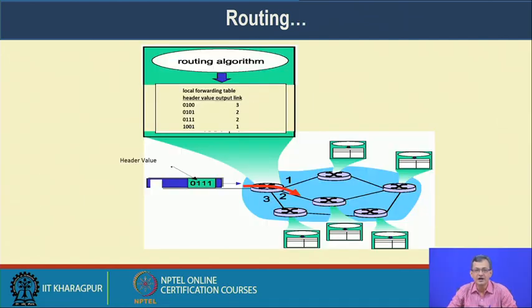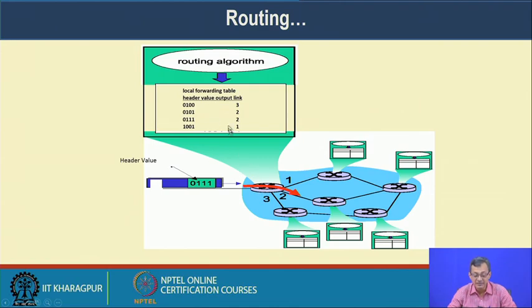Now, if we look at routing algorithms, some local forwarding tables are there. For our discussion's sake, these are the different header values, and these are the links it will be forwarded to. If it is 0100 to 3, 0101 to 2, 0111 to 2 and so forth. So, given a header value, the router consults this table and forwards it to 2. So, forwarding the packet is one of the works of this particular router.